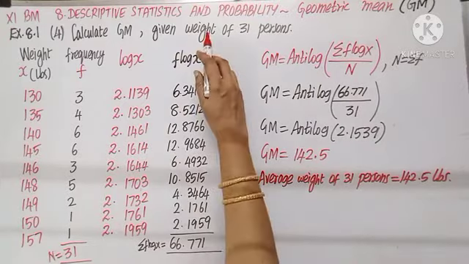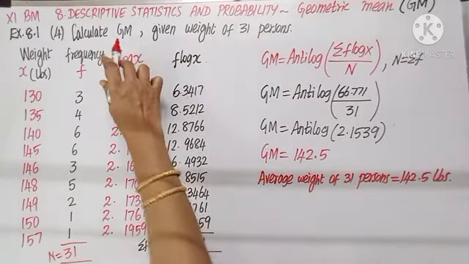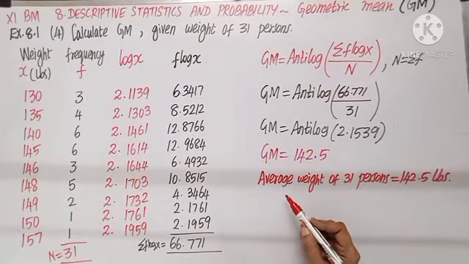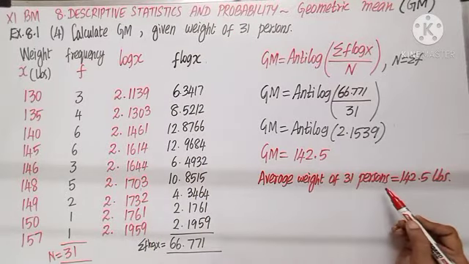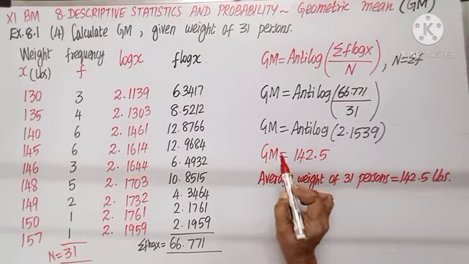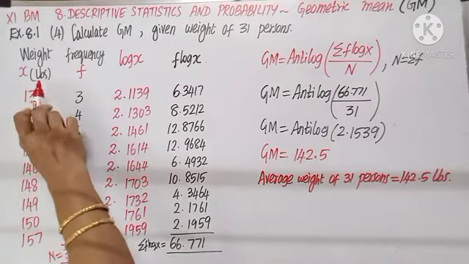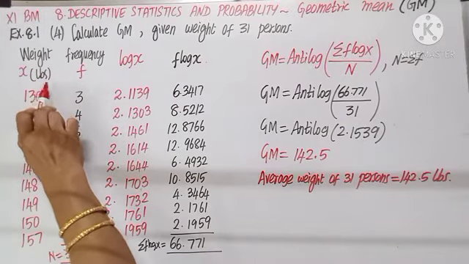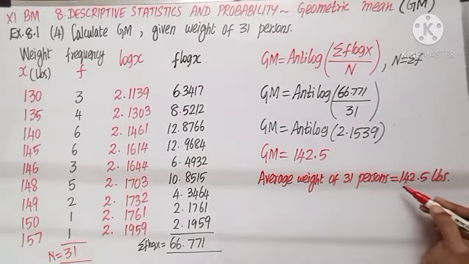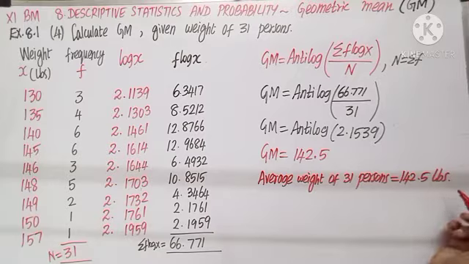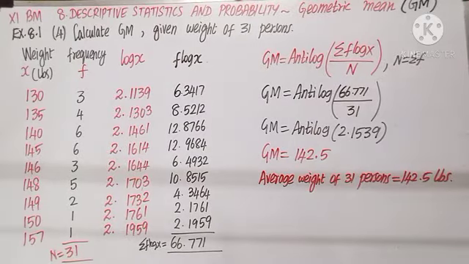The question is weight of 31 persons. We want GM. So average weight of 31 persons by using geometric mean, it is 142.5. Remember to put the units, weights are given in lbs. So 142.5 lbs is the answer.